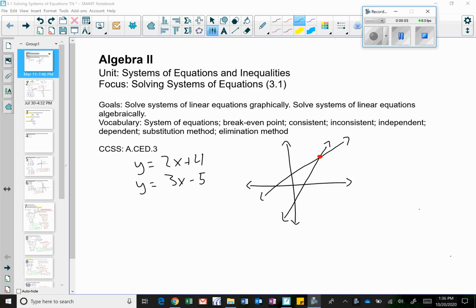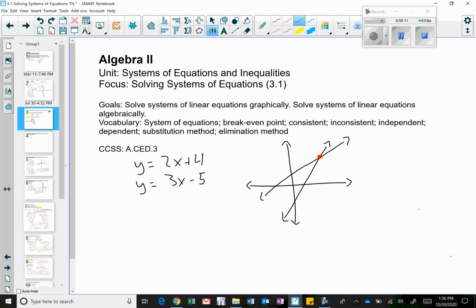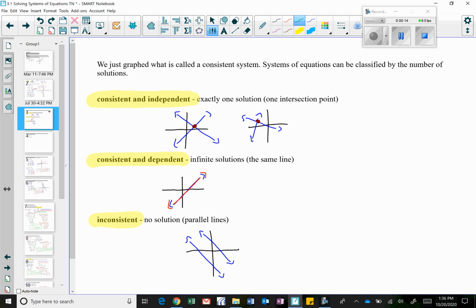Hi everyone. We're going to finish up a few last thoughts on solving systems of equations. So we started off by talking about three different types of systems. Consistent and independent was where we only had one solution, right? If we looked at the graph, it's where the two lines intersect. We also had consistent and dependent, and this is where we had two lines that overlapped each other, right? It's really like just the same line. And then we had inconsistent systems where our two lines were parallel and they never intersected.